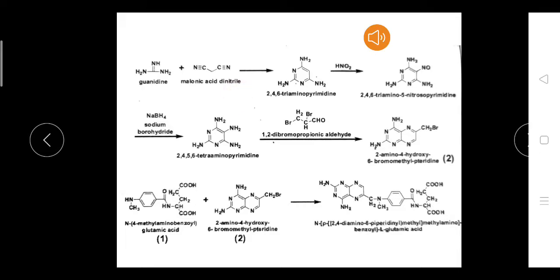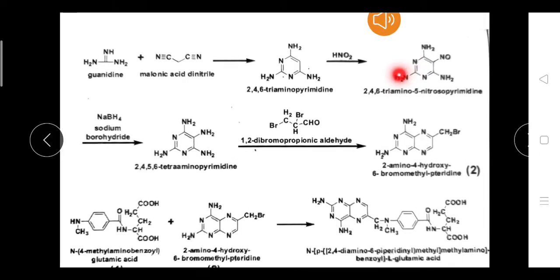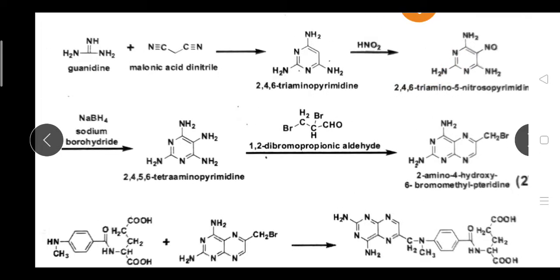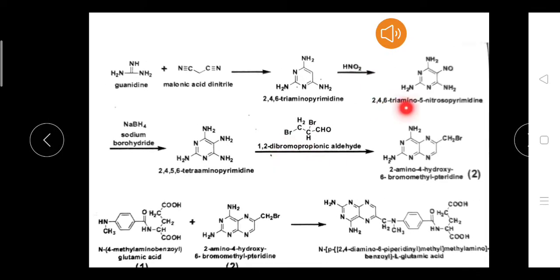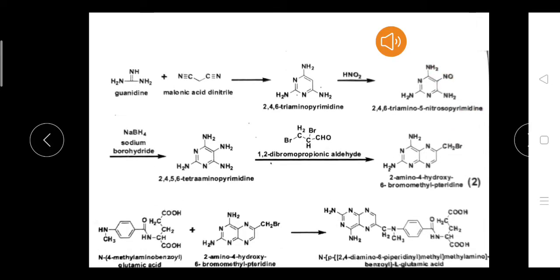This is the first step, and the product is 2,4,6-triaminopyrimidine. This product is nitrosylated by nitrous acid, which gives 2,4,6-triamino-5-nitrosopyrimidine, and then it is reduced by sodium borohydride to give 2,4,5,6-tetraaminopyrimidine.